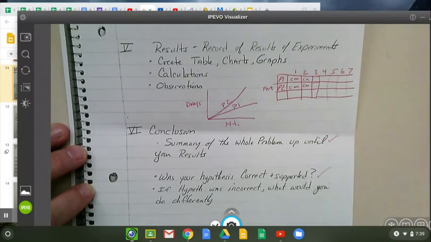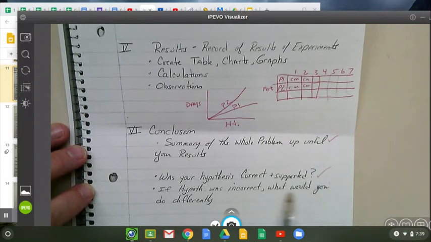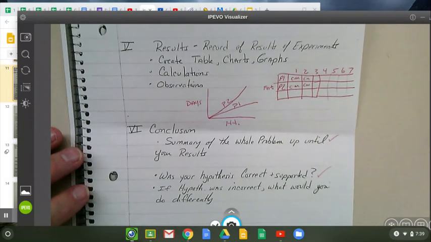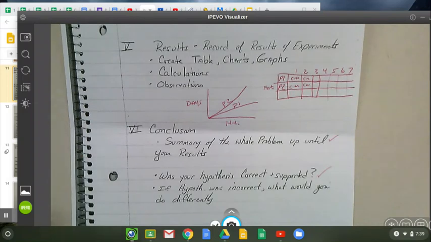I've summarized the problem. But now let's say the hypothesis was incorrect. Maybe the fertilizer didn't work. So I would have to go back to step 3 and reformulate a new hypothesis, maybe with a different fertilizer. Or maybe instead of fertilizer, I try sugar, just some other kind of variable that we could test.